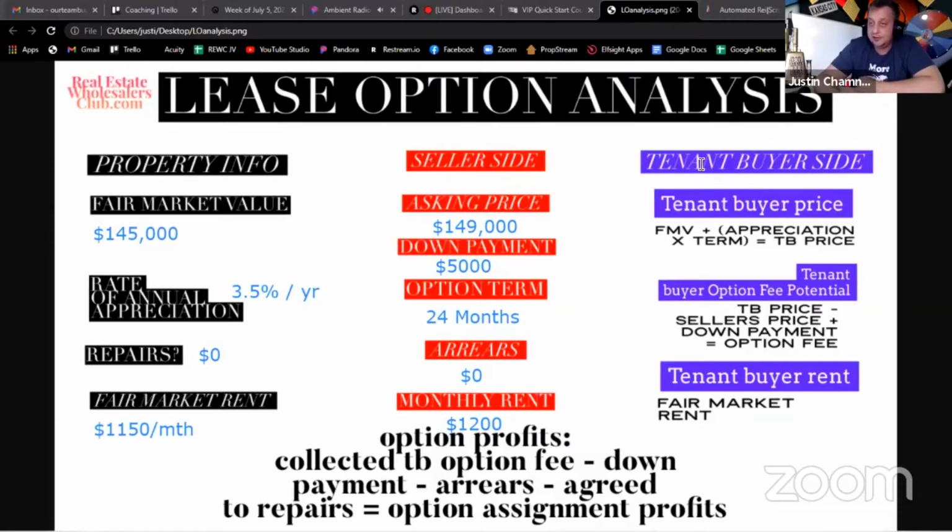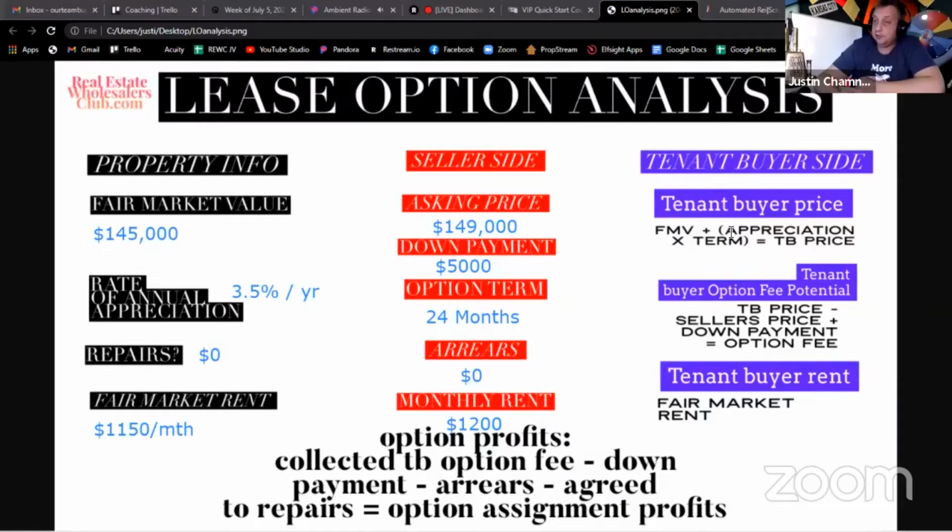Okay, when we go to sell the deal, if we contract with the seller at $149,000 and give him $5,000 down and a 24-month term of lease at $1,200 a month, and this is the property information, how do we create a lease option out of this? It's as simple as following these formulas. So the tenant buyer price, this is the price you'll mark it up to for your tenant buyer. How do we calculate that?